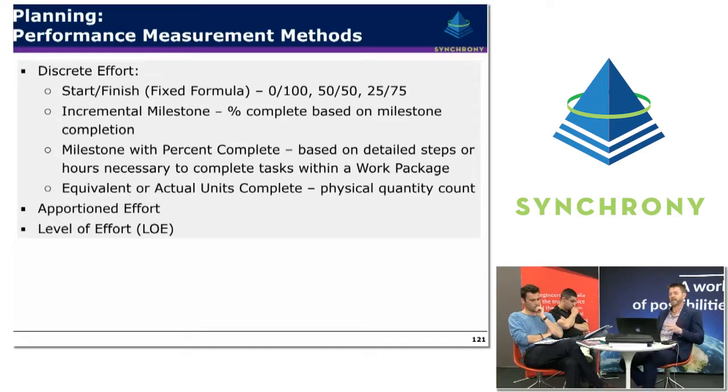Sometimes it's not as clear as that, and summary level type methods will be used. So for example, for fairly small packages, it's common to use a start-finish type formula, where once the particular work package is started, it can be given a particular pro rata or a percentage of completion, and when it's finished it can be given 100% complete. That might be divided up on a 0 to 100 basis, 50-50, 25 to 75, whatever is deemed appropriate.